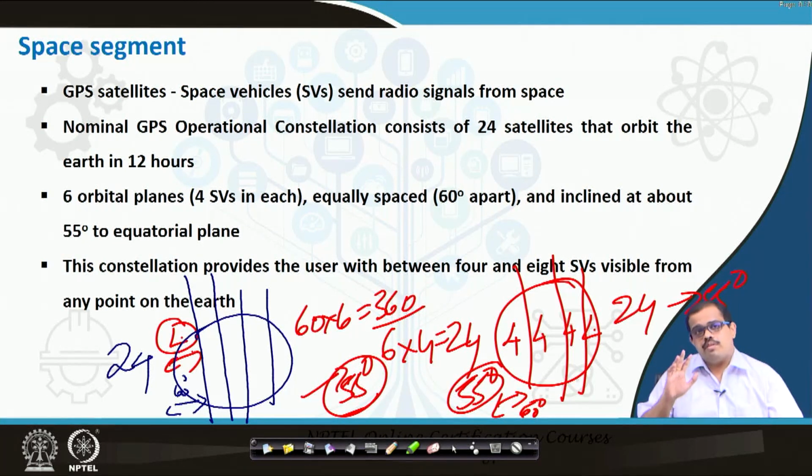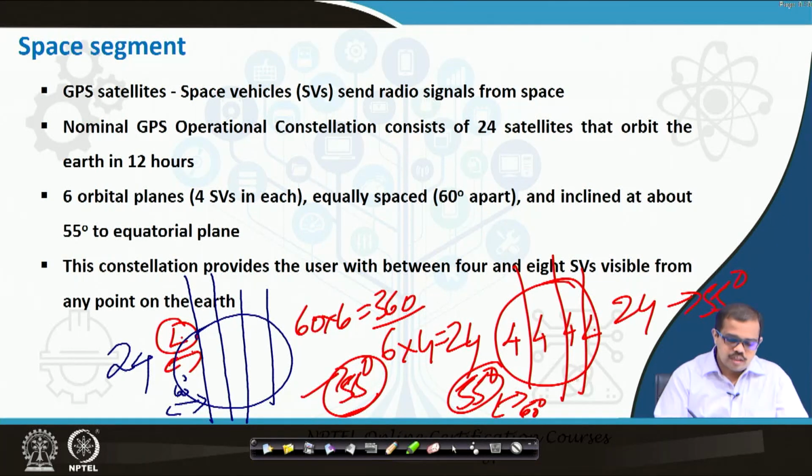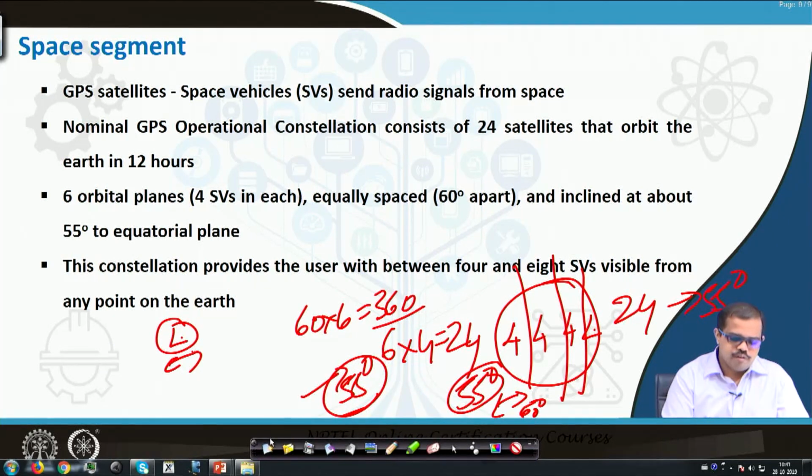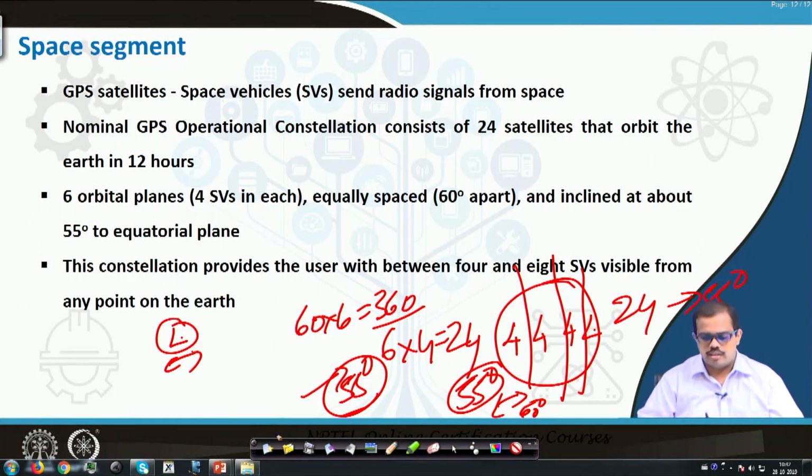This constellation will provide you at least 4 signals anywhere across the Earth surface, and is limited to about 8 satellite vehicles that are visible from any point on the Earth. So, either it is 24 or it is 8 signals that are visible across the Earth surface.